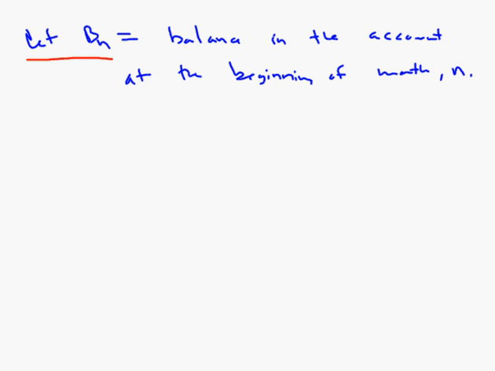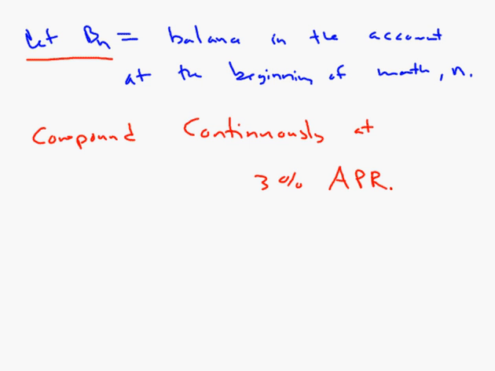I said let B sub n be the balance in the account at the beginning of month n. Okay? And then additionally, we're going to say something about the bank. They compound continuously at 3% annual percentage rate. So they've decided to compound continuously. All right? So let's just start to write out what's happening, and then eventually you're going to notice a pretty famous series here.